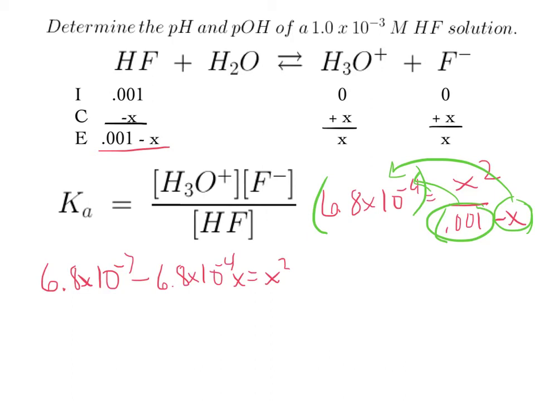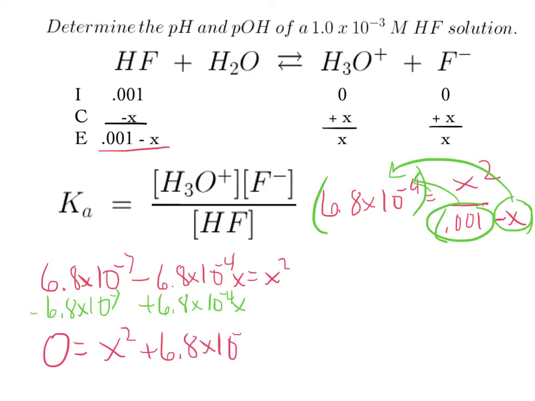Now I'm going to put everything on the same side, so that means I'm going to add 6.8 times 10 to the negative 4 x to the other side, and subtract 6.8 times 10 to the negative 7 to the other side. So I end up with 0 equals x squared plus 6.8 times 10 to the negative 4 x minus 6.8 times 10 to the negative 7. Now all I have to do is solve for x.